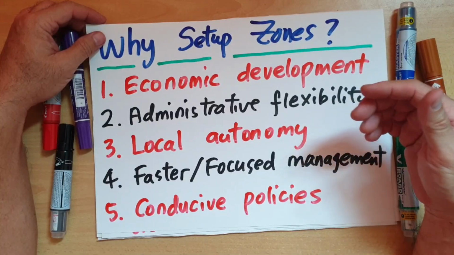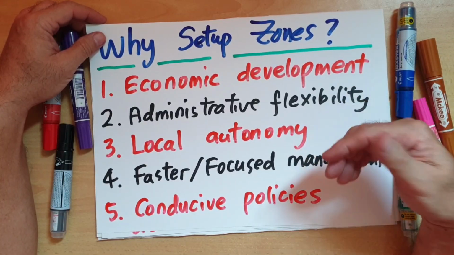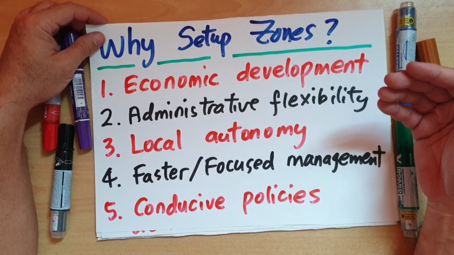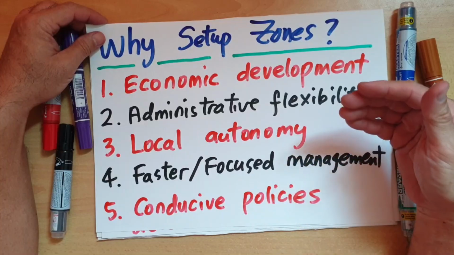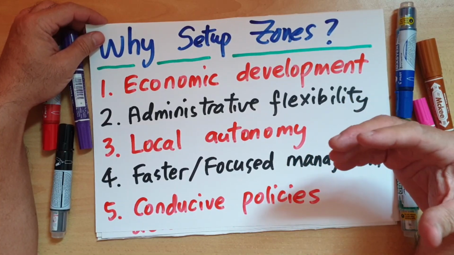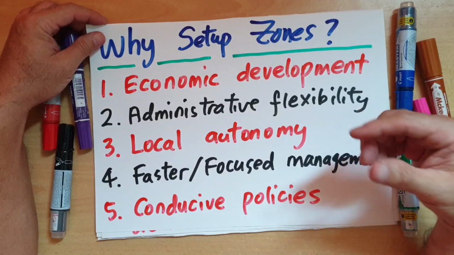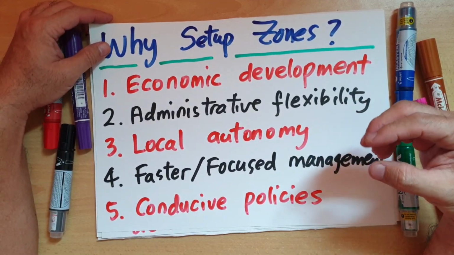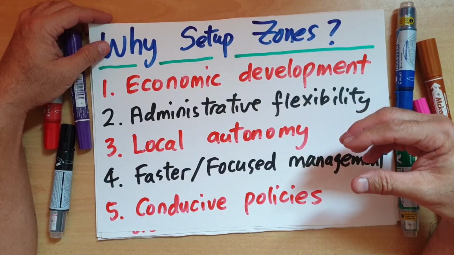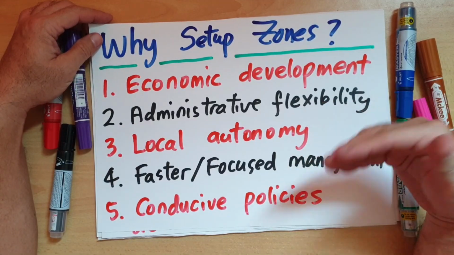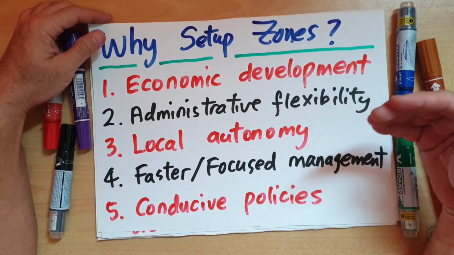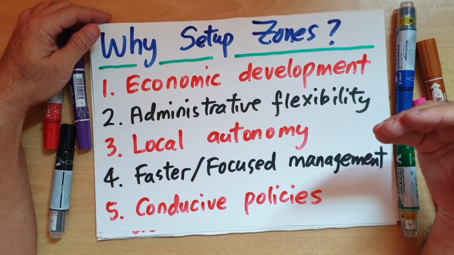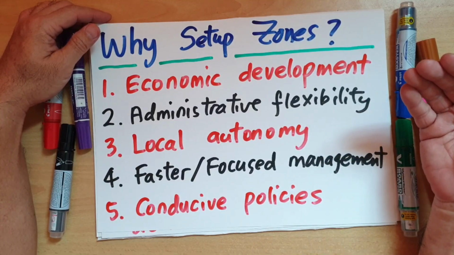Number three, local autonomy, meaning they can decide something on their own. They don't have to consult the provincial government or the state government on everything. Number four, they can have a faster and more focused management team. A lot of these zones are managed by a management committee. So there is a professional management team involved to regulate or govern the zone to ensure that the companies operating in this zone receive very focused and specialized service.